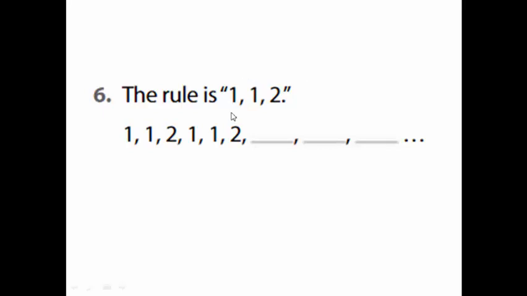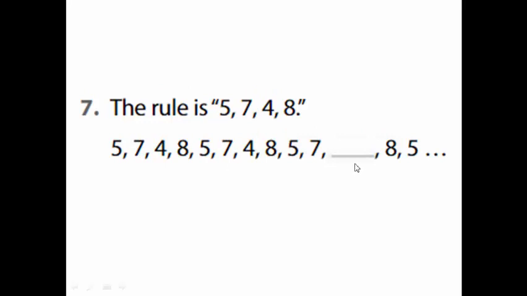I have here the rule is 1, 1, 2, and we have this question: complete the next 3 digits. Here 1, 1, 2, 1, 1, 2. What's next? Yes, perfect. It will be 1, 1, 2. No problem. Here we have question number 7, and we have only one missed number, and the question asks what this missed number is.